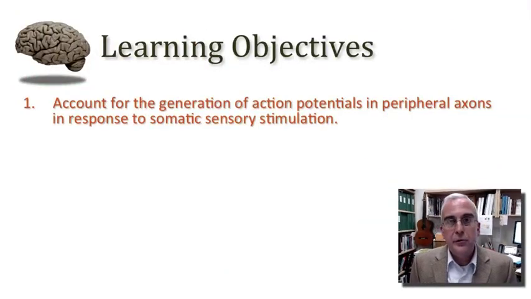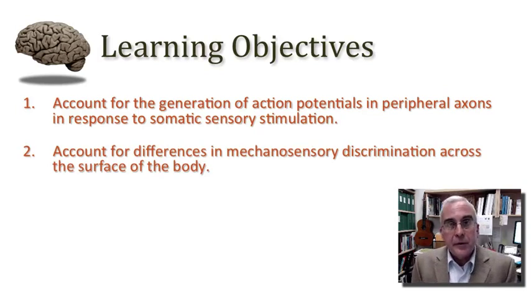Well, let's move on and consider what we have to learn from this tutorial today. So I have several learning objectives for you. I want you to be able to account for the generation of action potentials in peripheral axons in response to somatic sensory information. Now, the somatic sensory system will be the first of the sensory systems that we consider, so I think it's useful to see how this general problem of action potential generation in a sensory system is realized in this one domain of sensation, that of somatic sensation.